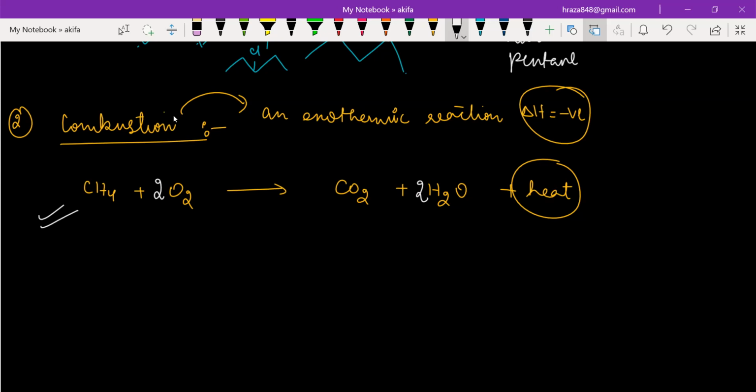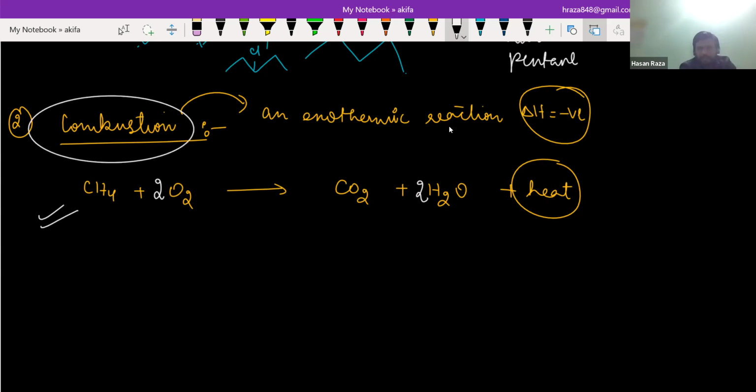So what I want to say is that combustion is an exothermic reaction, which means delta H is negative. Whenever there is combustion, that means reaction of a hydrocarbon with oxygen, whether it is alkane, alkene, or alkyne, it will always give carbon dioxide plus water plus heat. So you can easily balance it.